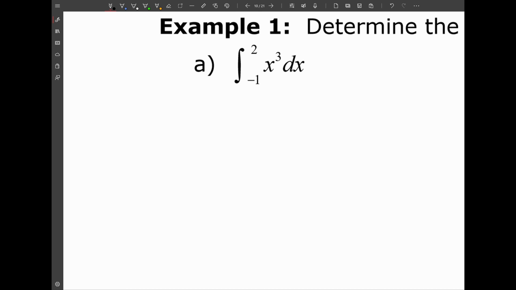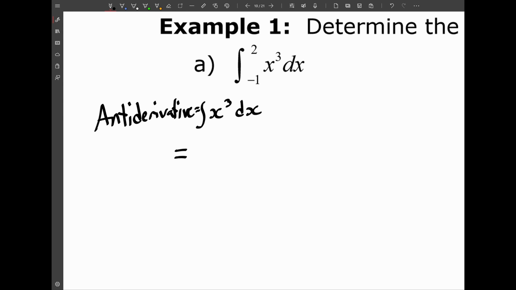With this first one, we're taking the definite integral of x cubed with respect to x from -1 to 2. To simplify this, I'm going to start by just calculating the antiderivative. For now, I'm just going to figure out what my big F of x is, so I'm going to take the antiderivative of x cubed. We won't always do this in the future, but for now, start with just the antiderivative.